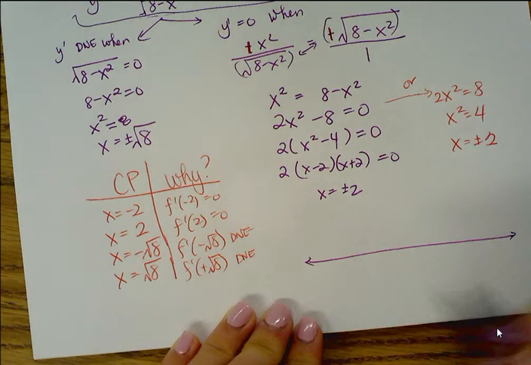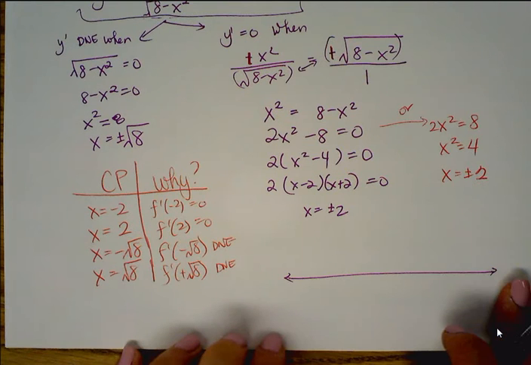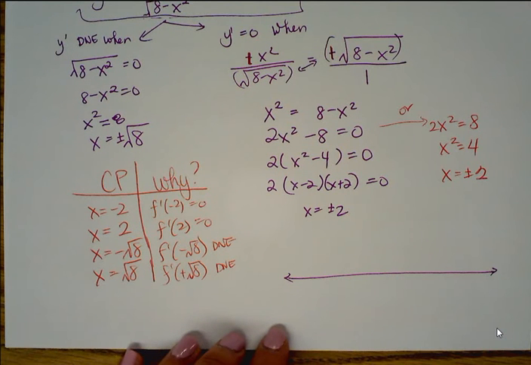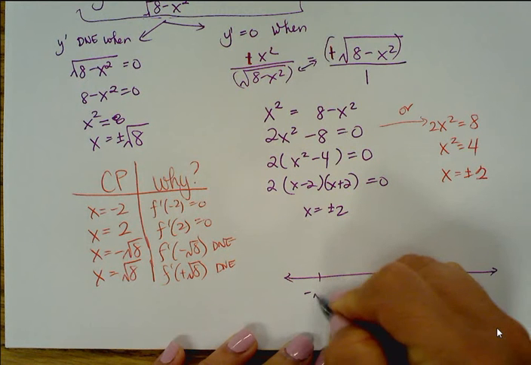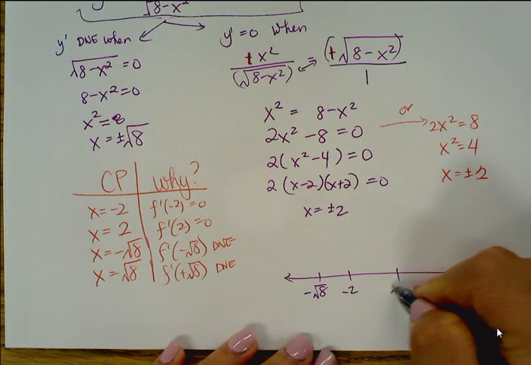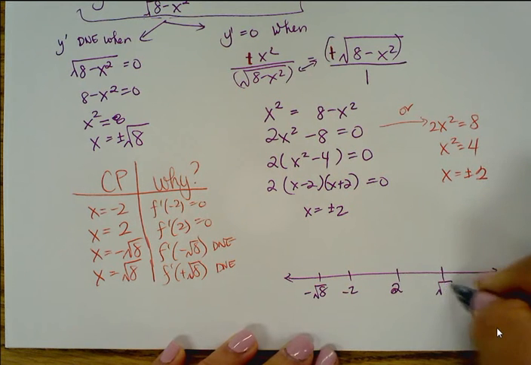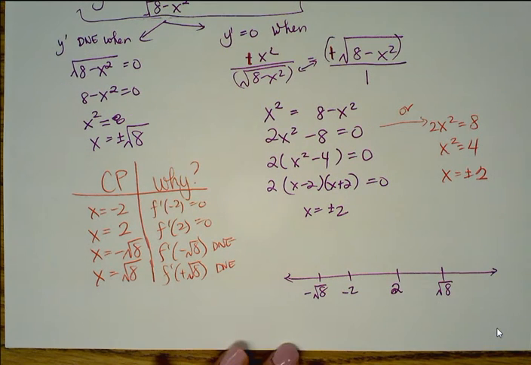Which one's bigger, 2 or rad 8? Rad 8. Well, what's 2 squared? 4. So square root of 4 is 2. Square root of 8 is bigger than square root of 4. It's a little less than square root of 9. So, all right, negative rad 8, negative 2, positive 2, and positive rad 8. Those are my 4 CPs. Okay, it's okay if it's not scaled. That's not the point. Okay, what is the point?